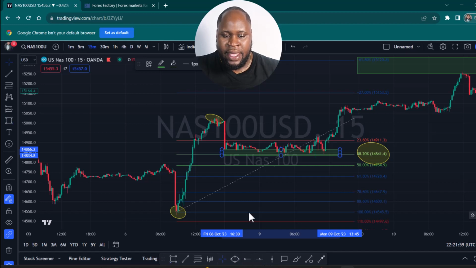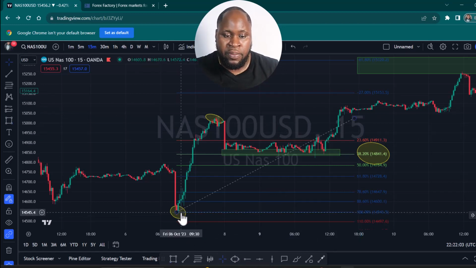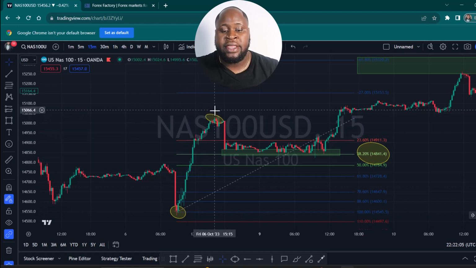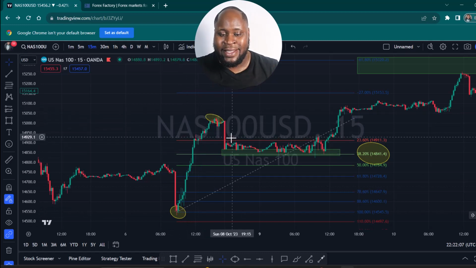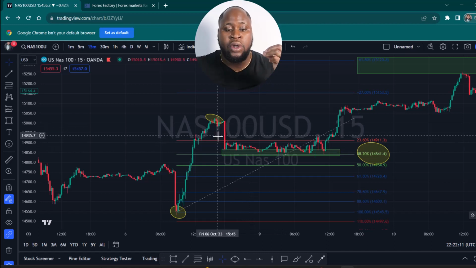Whenever I'm in an up move or a down move, let's say I'm in an up move, right? So this is an up move, big move to the upside, right? Then I get my retracement back to the downside. What I want to see in the retracement is where is the area of support being created. That is very important. That is what I'm looking for.